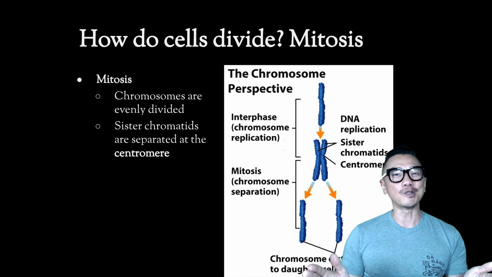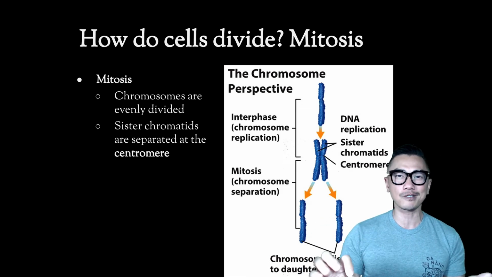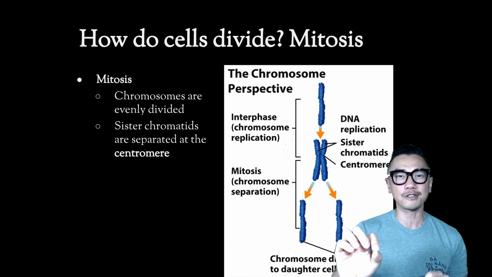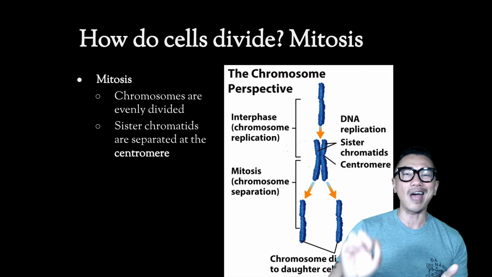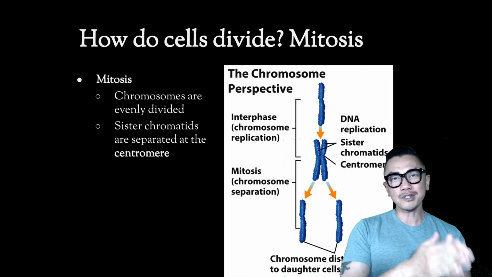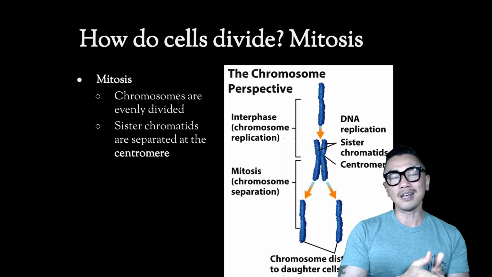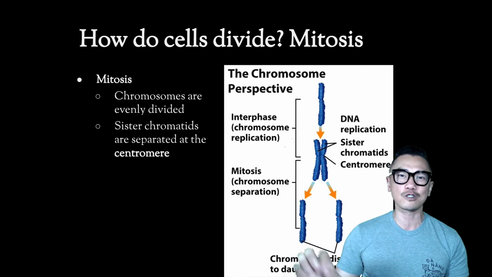During mitosis, chromosomes will evenly divide themselves amongst two new cells. A chromosome and its copy are called sister chromatids. They're connected and will separate during mitosis at the centromere. This is how a cell with 46 chromosomes can divide and form two new cells with 46 chromosomes each.